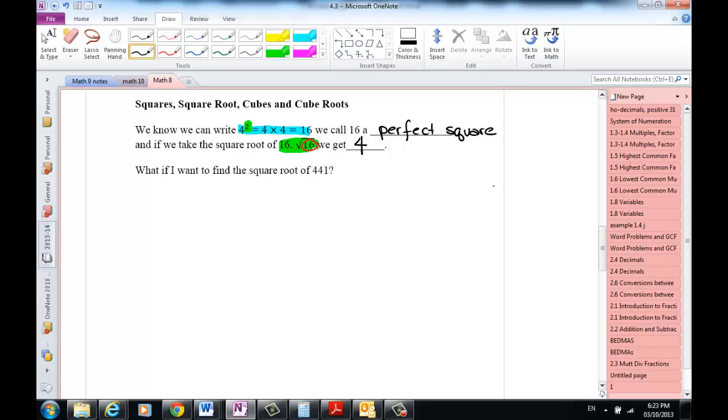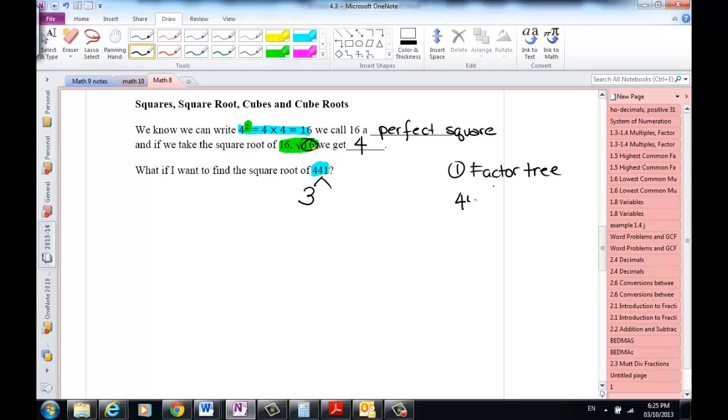What if I want to take the square root of 441? That's a big number, and I don't know what the square root of it is off the top of my head. So my first step is to do a factor tree. So I'll do my factor tree here. I'm going to divide it first by 3. And the reason I did 3 is because notice that 4 plus 4 is 8, plus 1 is 9, and 3 divides 9 perfectly. Therefore, I can divide this by 3.